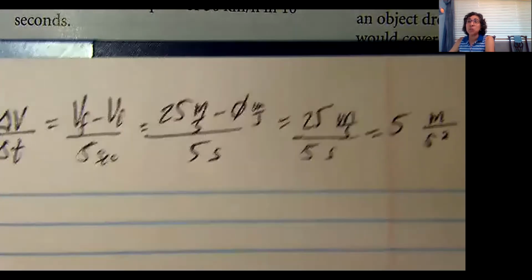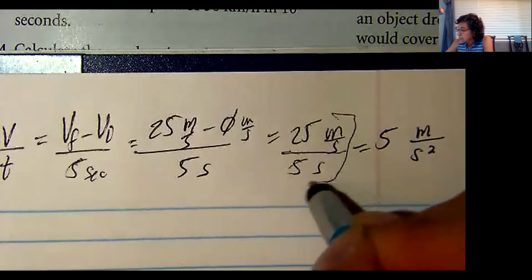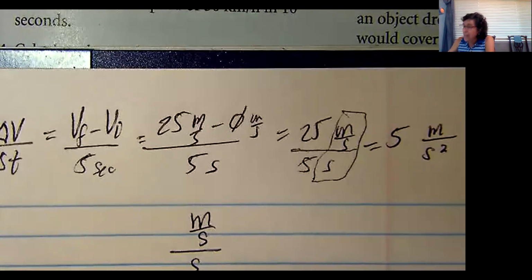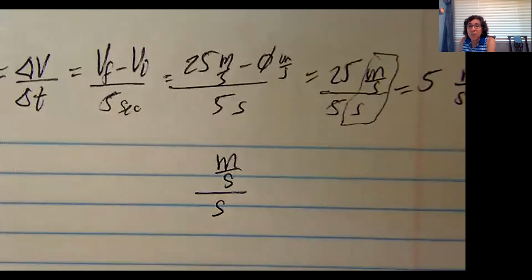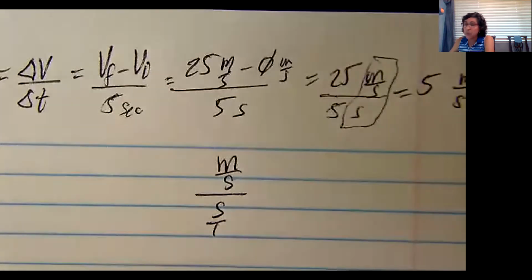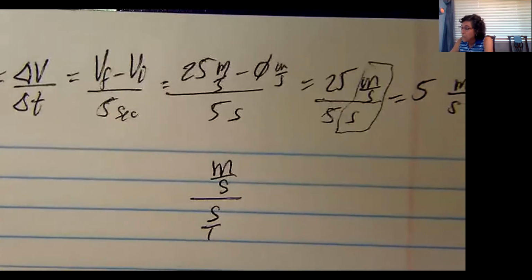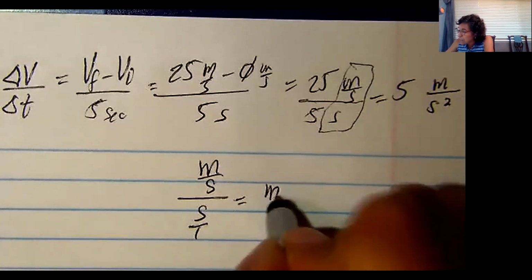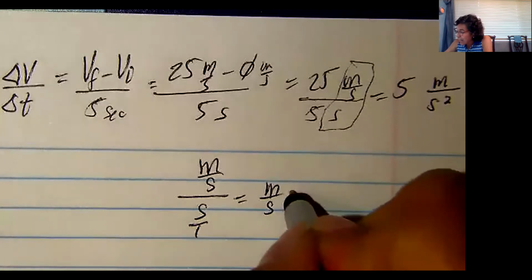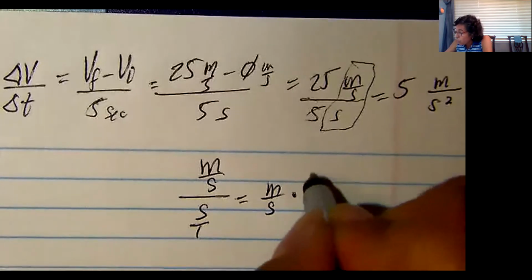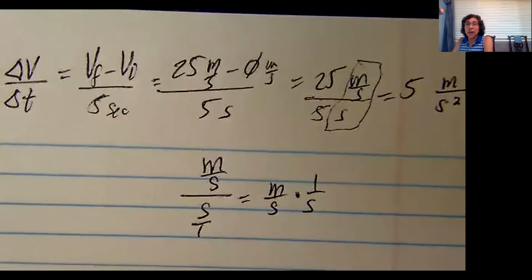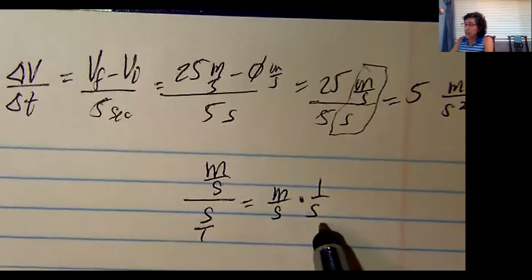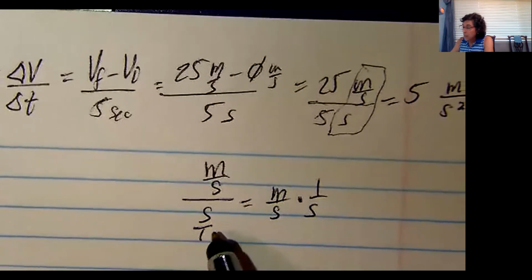Now, why is it meters per second squared? Well, let's look at just the units here. I have meters per second divided by seconds. Remember dividing fractions. I'm going to put an S over 1 because anything can be over 1. Dividing fractions is the same thing as multiplying by its reciprocal. So this is the same thing as M over S times, I'm going to flip this guy over, 1 over S. That's the same thing as multiplying by the reciprocal of the one in the denominator. So what is that?